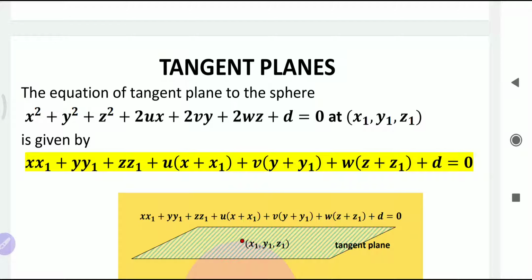Now all of you know the equation of the sphere looks like x square plus y square plus z square plus 2ux plus 2vy plus 2wz plus d equal to 0. This is the general equation of the sphere.